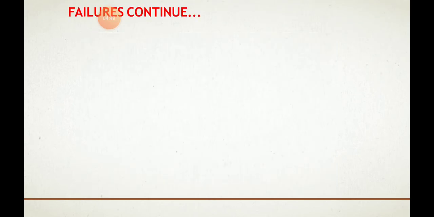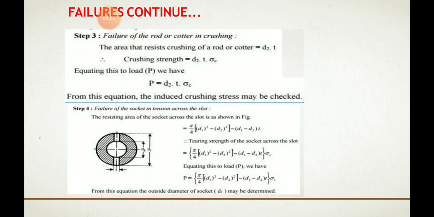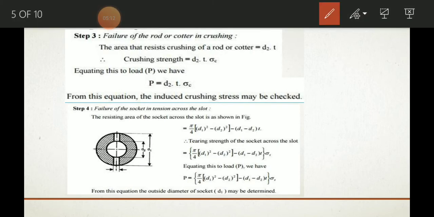We'll move to the next: failure of the rod or quarter in crushing. As I told you, it is subjected to either tensile stress or compressive stress, so we are taking both stresses into account. We already calculated the resistance in tension, so let us move to the resistance in crushing. The formula is P equals d2 into t into sigma c, where t is the thickness and sigma c is the crushing strength.